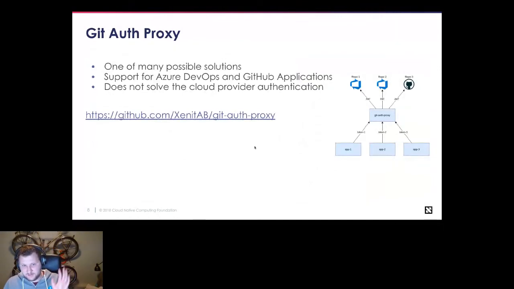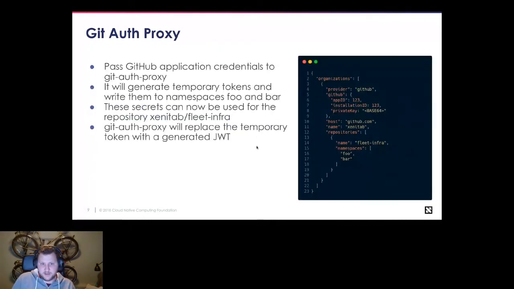It solves a very niche problem. I don't think everybody needs it. But it's an interesting solution to these types of problems.